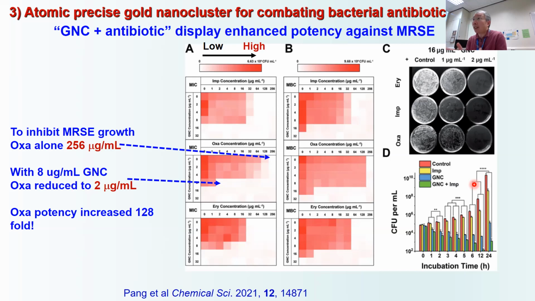So in this case, we have screened the combination against the multi-drug resistant bacteria, MRSA. If you only have the antibiotic on its own, we really need a high concentration, 256 micrograms per mL, in order to prevent bacterial growth.